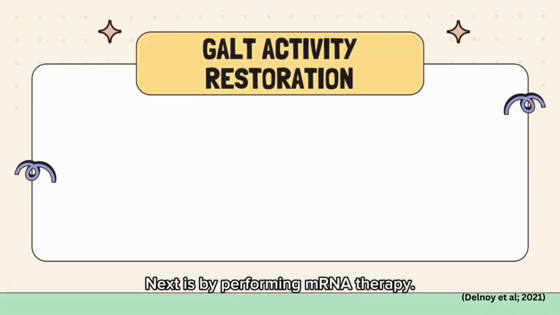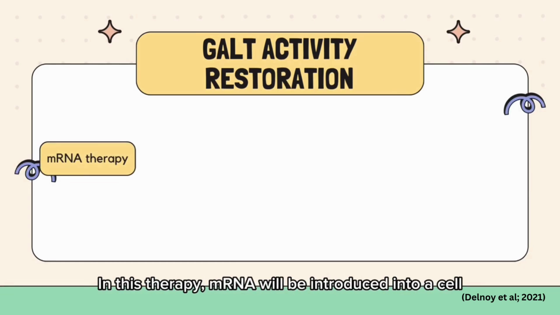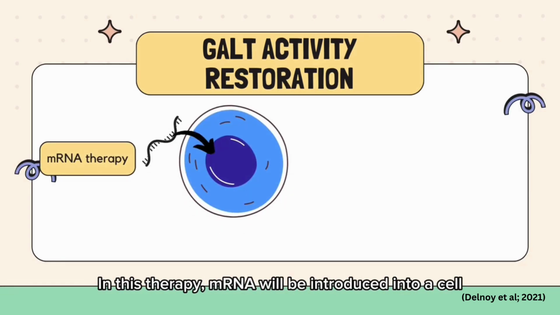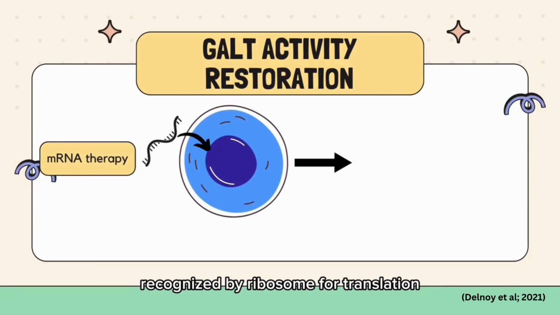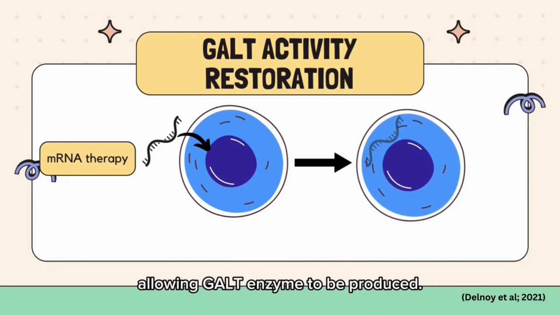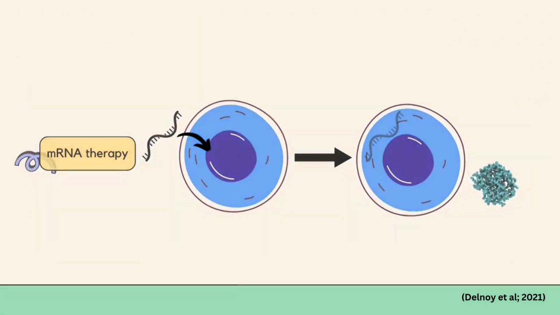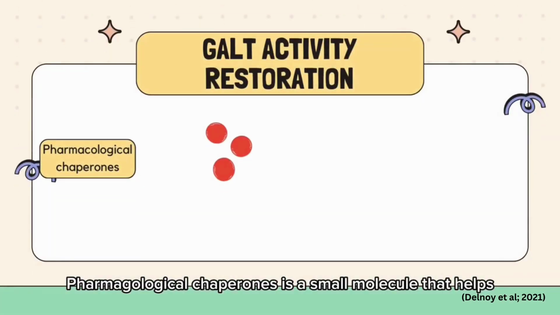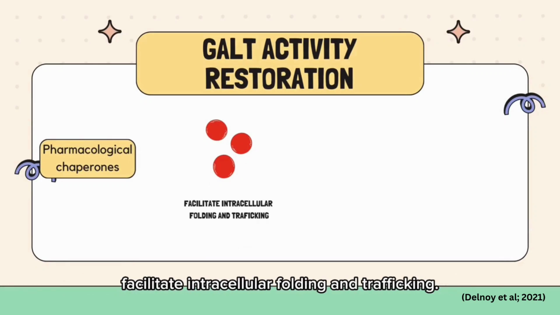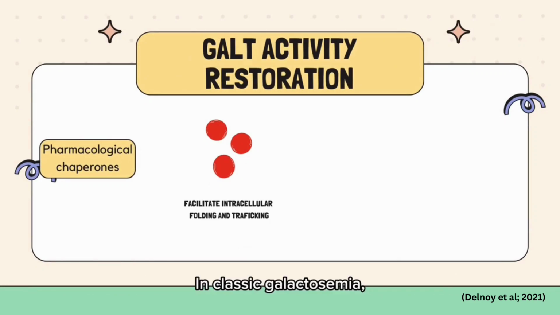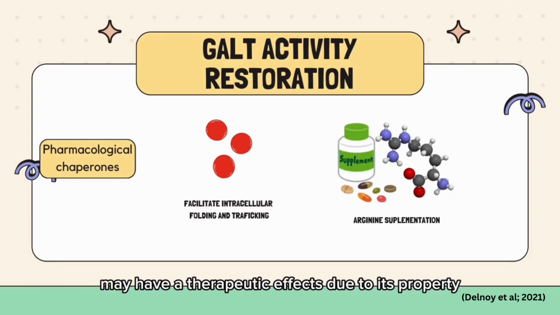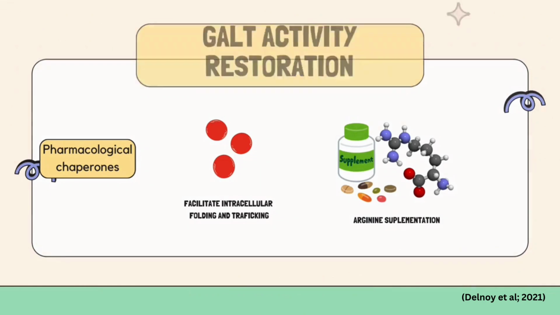Next is by performing mRNA therapy. In this therapy, mRNA will be introduced into a cell, recognized by ribosome for translation, allowing GALT enzyme to be produced. Pharmacological chaperones are small molecules that help facilitate intracellular folding and trafficking. In classic galactosemia, arginine supplementation may have a therapeutic effect due to its property as an aggregation inhibitor.